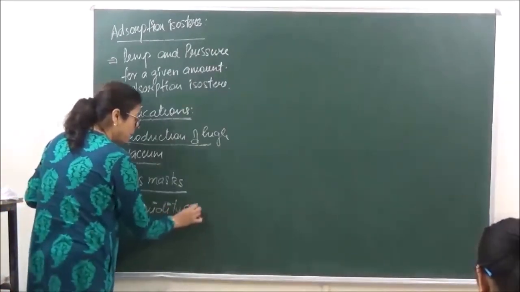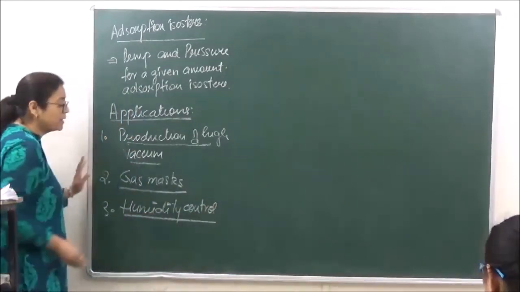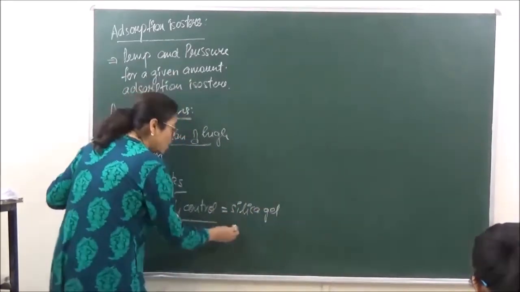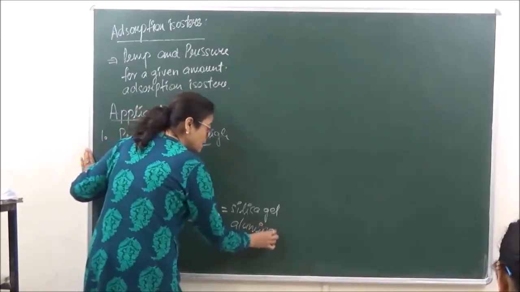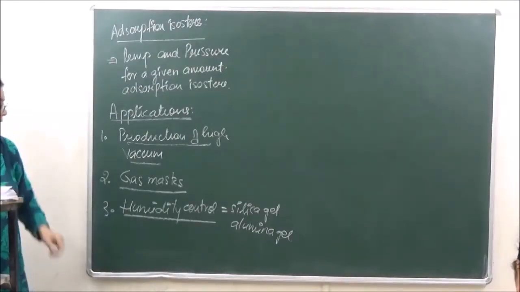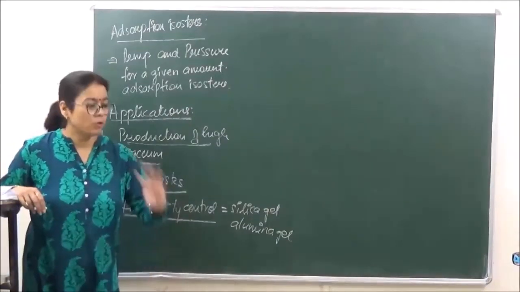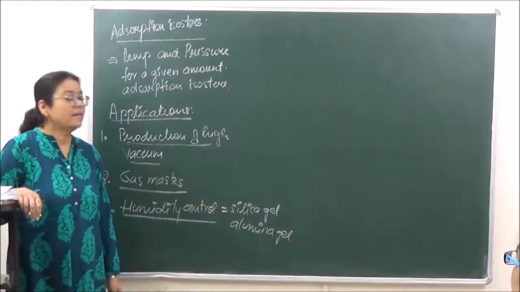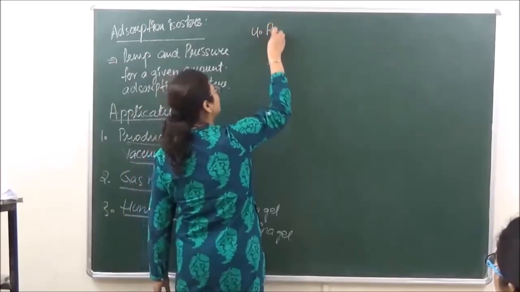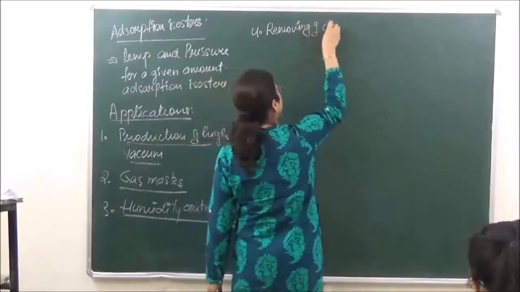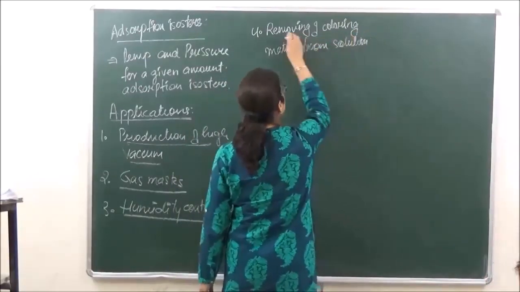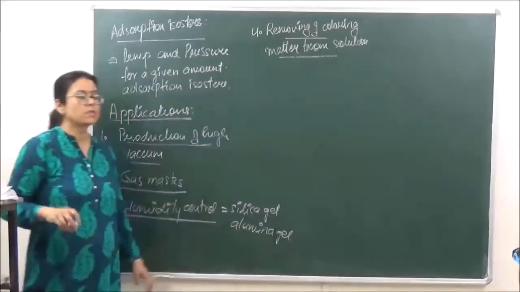Then third is humidity control. For humidity control we use either silica gel or alumina gel. Both of these have a tendency to absorb water, as a result of which the humidity of the rooms in which you are staying can be decreased by using them, right? Then fourth is removal of coloring matter from solutions.